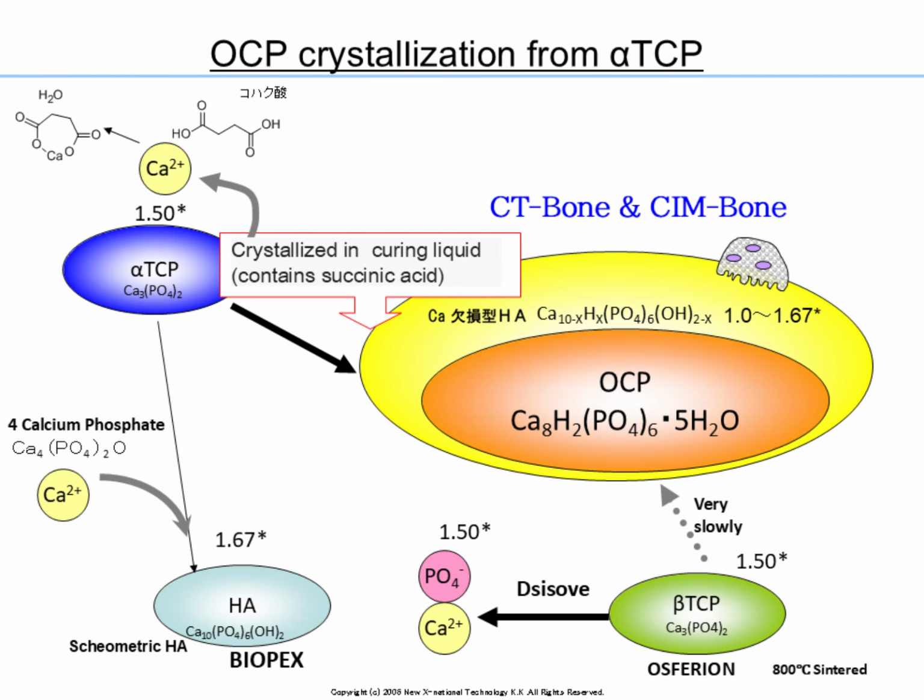The starting material for CT bone is alpha-TCP. CT bone is shaped using a powder lamination method with an inkjet 3D printer. After shaping, it is recrystallized in an acidic solution of succinic acid to become calcium-deficient hydroxyapatite containing OCP. Unlike conventional high-temperature sintered stoichiometric hydroxyapatite and beta-TCP, this new artificial bone has the characteristic of being replaced by the body's own bone through the body's bone metabolism.